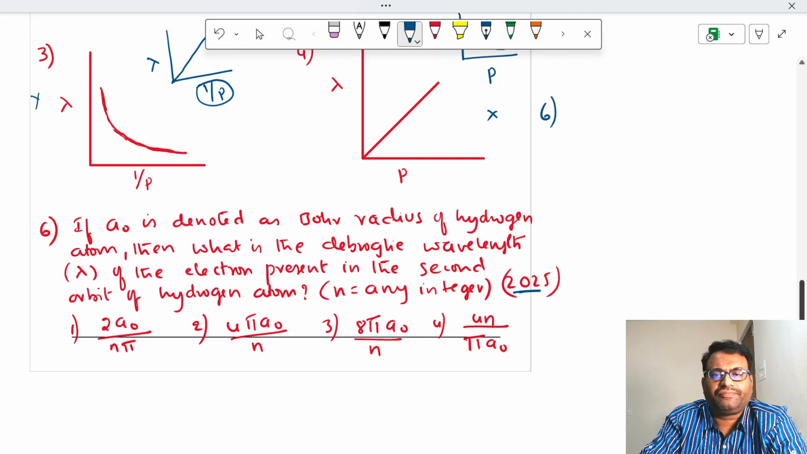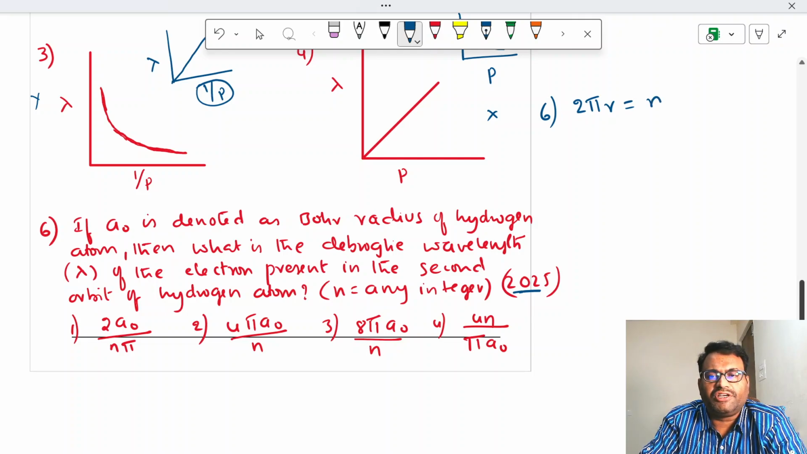Sixth. If A0 is denoted as Bohr radius of hydrogen atom, then what is the de Broglie wavelength? So we have already solved two questions. 2 pi r is equal to n lambda. Second orbit he is asking.